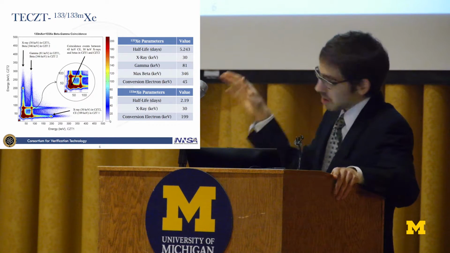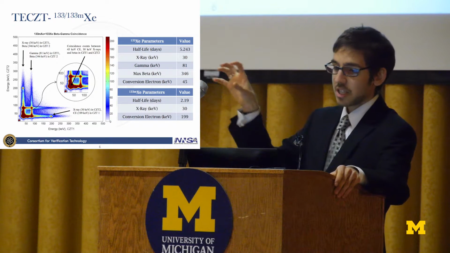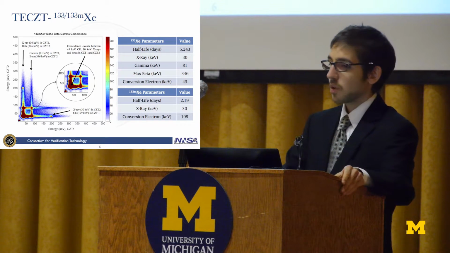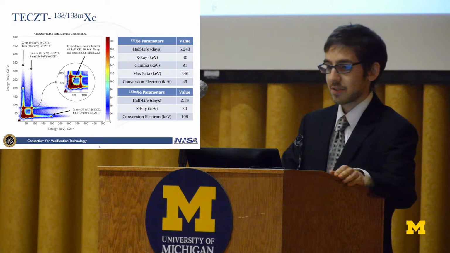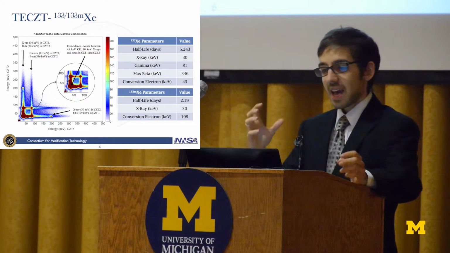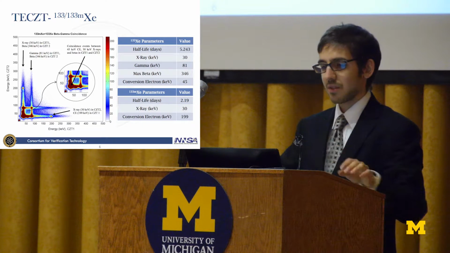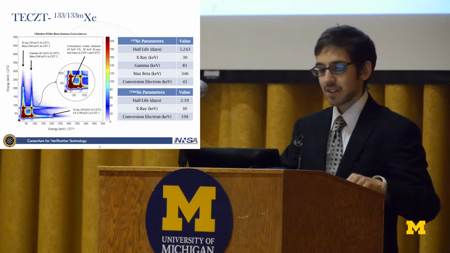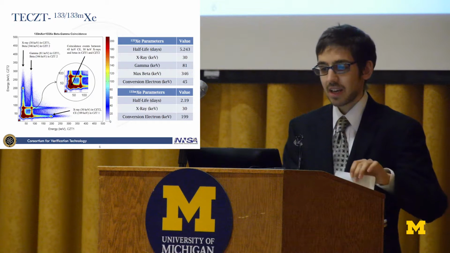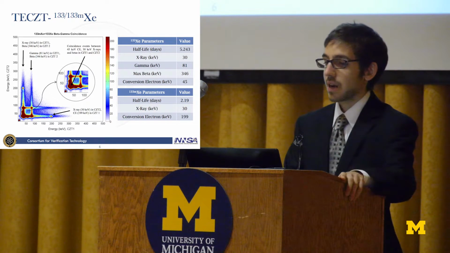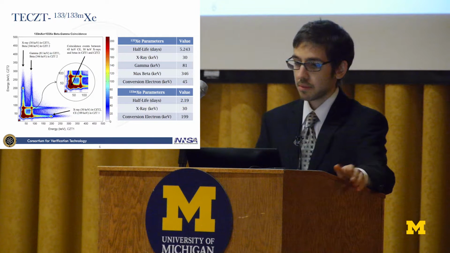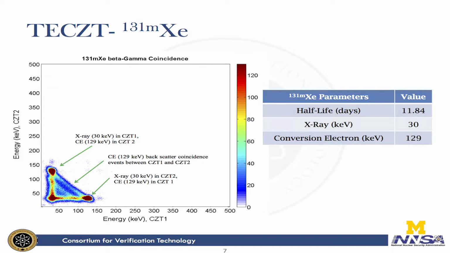Now, we also see a region at low energies of coincidence events between the 45 keV conversion electron, 30 keV X-rays, and beta spectra. It's kind of hard to resolve what's going on here, because our system isn't particularly good at low energy resolution, and that's something we try to rectify in our new prototype system, the CASP system. Here are results from xenon-131.